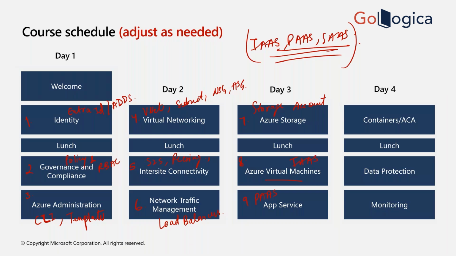PaaS means platform as a service, where we don't want to worry about the underlying infrastructure. So let's say your name is Suhaib. Suhaib comes to me and says that he wants to host an application, but doesn't want to worry about the patching and the management of the operating system. I would say I have app services, which is platform as a service. Then we have containers.